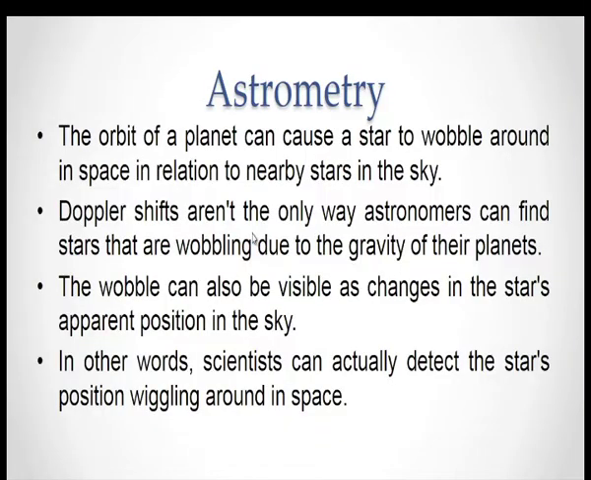The next technique is astrometry. The orbit of an exoplanet can cause a star to wobble around in space in relation to nearby stars in the sky. So Doppler shifts are not the only way astronomers can find stars that are wobbling due to the gravity of their planets. The wobble can also be visible as changes in the star's apparent position in the sky. In other words, scientists can actually detect the star's position wiggling around in space.